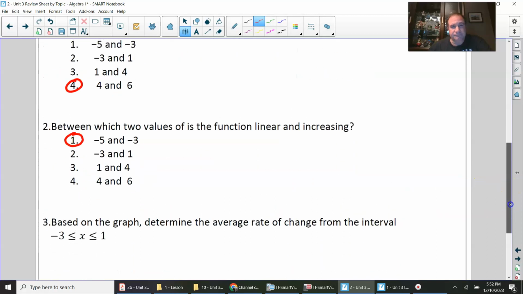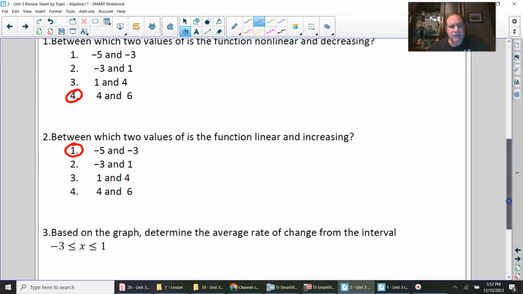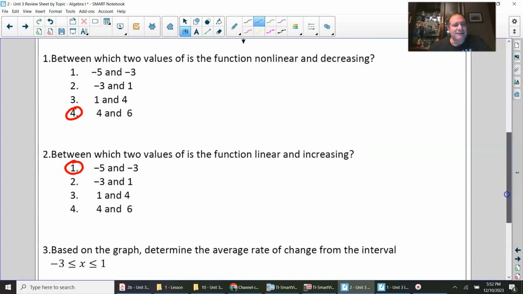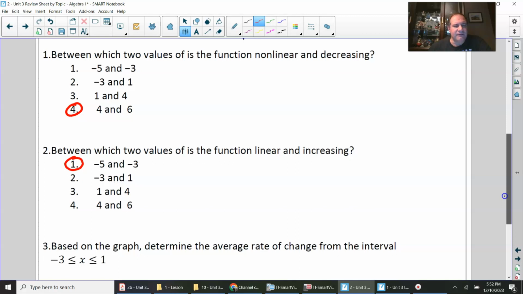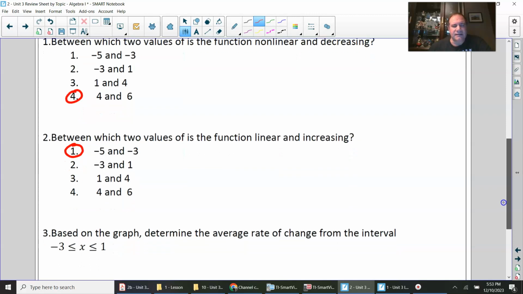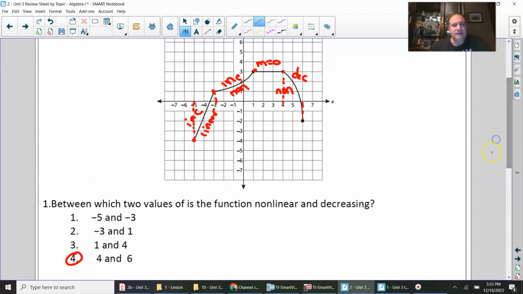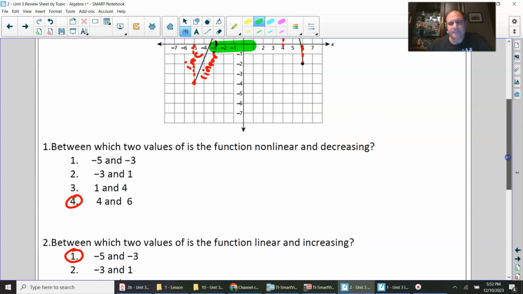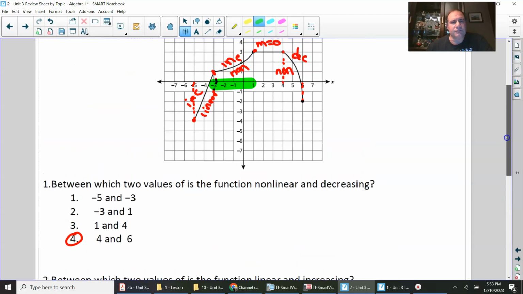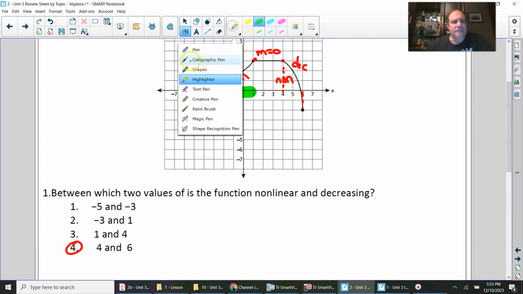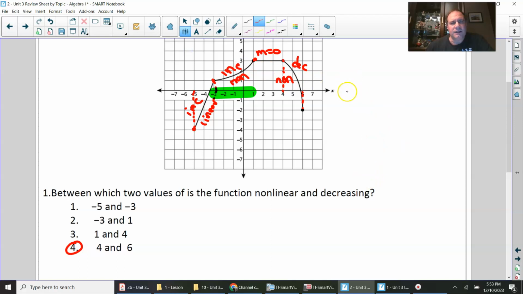Based on the graph, determine the average rate of change from the interval x is greater than or equal to negative 3 and x is less than or equal to 1. So negative 3 to 1. Right? That's what it said. Yes. So I'm going to grab this point right here, negative 3 to 1, and so it's negative 3, comma 1.